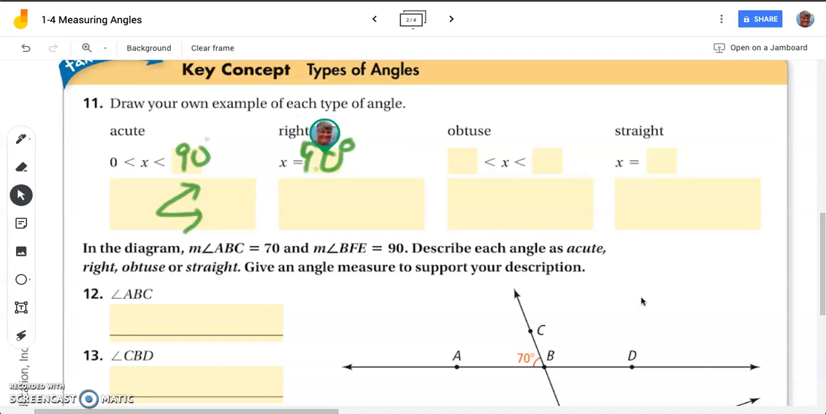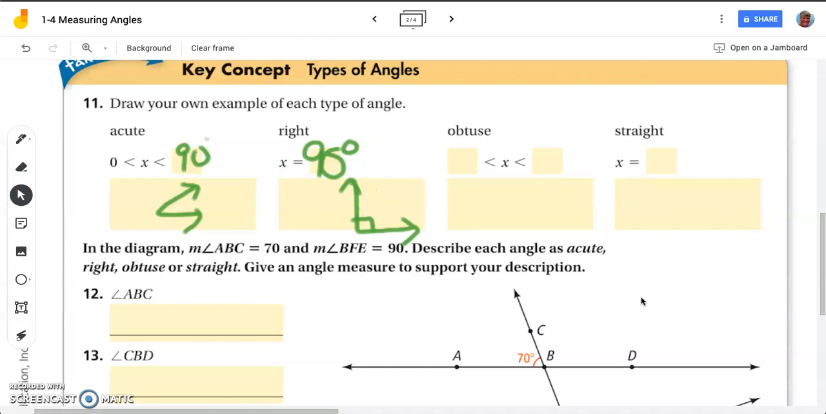Let me fix that, 90. That looks horrible. Try it again. 90 degrees. And we're going to have this right here. So one thing about 90 degrees, you want to make sure that it's got that little box in the corner, and that's going to tell you that that's a 90-degree angle. Okay? If it doesn't have that box, you cannot assume that it's a 90-degree angle.